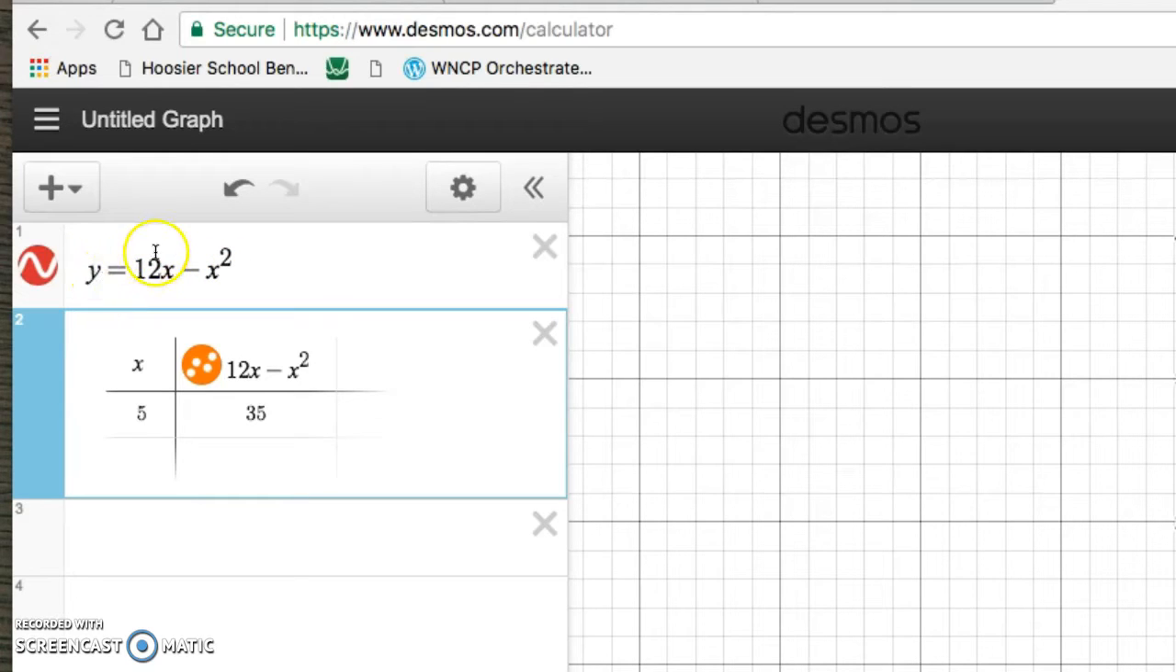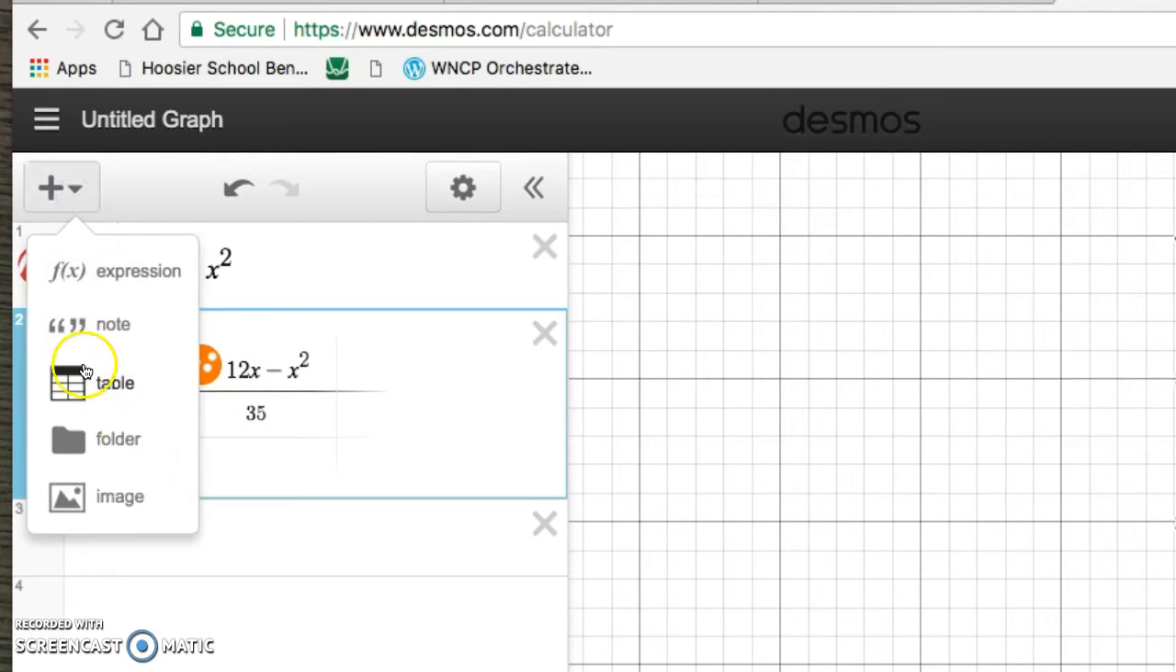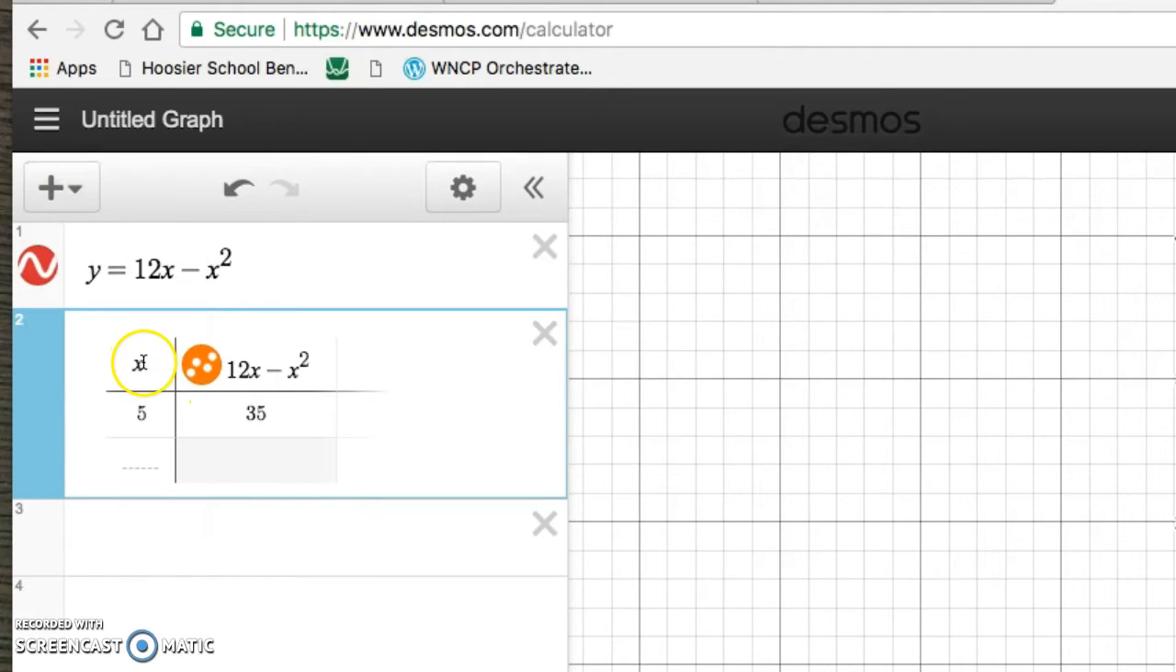Then what I did to get this table was I went to this add item button, and then I went to table, and you click on that, and there was an x1, and I deleted the little 1 on the x. Over here there was a y1. I deleted that and put the equation. So I just have x, and then I have 12x minus x squared. Then you can type in whatever you want for these x values, and it'll give you the y value.